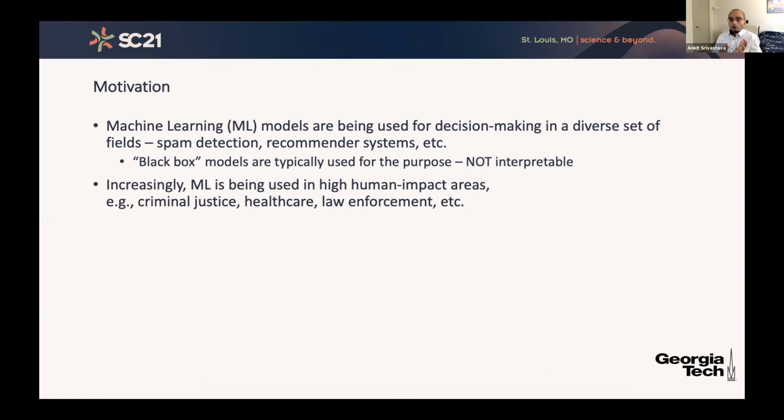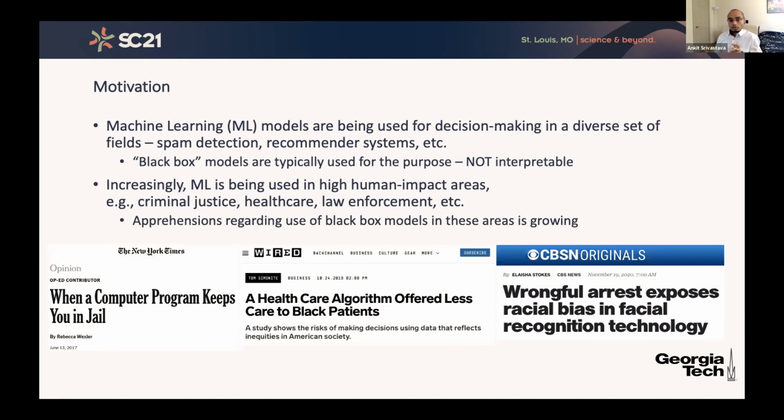However, it does become a problem when these models are used in high human impact areas, such as deciding whether a person stays in jail, deciding whether someone should be provided healthcare, or deciding whether someone should be arrested. In these cases, when these models make a mistake, it makes a news headline, and rightfully so, because it affects someone's life. So it's fair to say that apprehensions regarding the use of such black box models, at least in these high human impact areas, are growing.